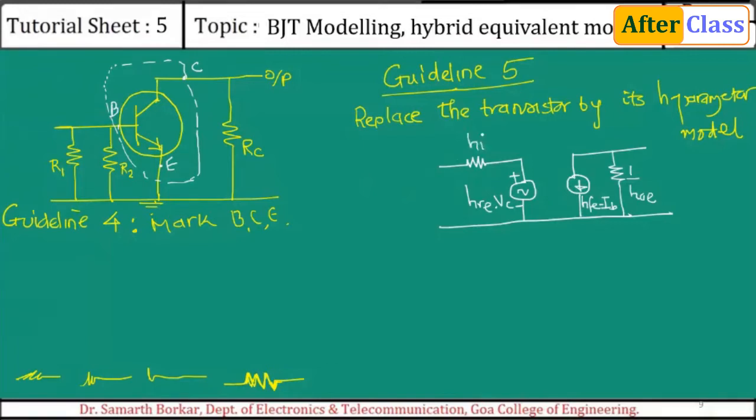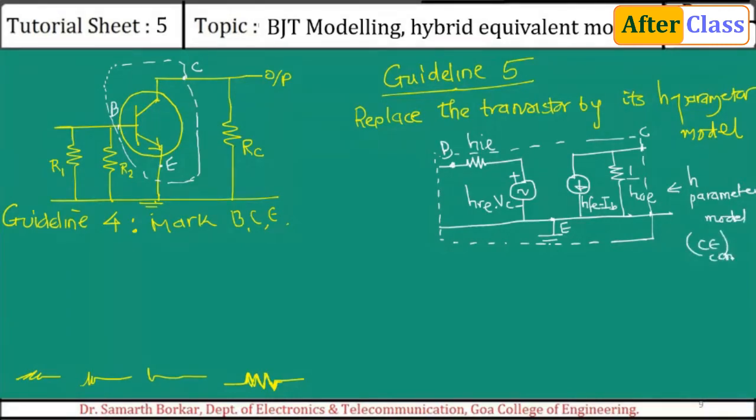Okay. HIE. This is the base terminal. Here this is the collector terminal, and here this is the emitter terminal. Emitter in the sense we have made the emitter common. This is common emitter configuration. Okay, this is simply an H parameter model. Now I'm using CE configuration because I use the subscript E everywhere, fine, for all the H parameters.